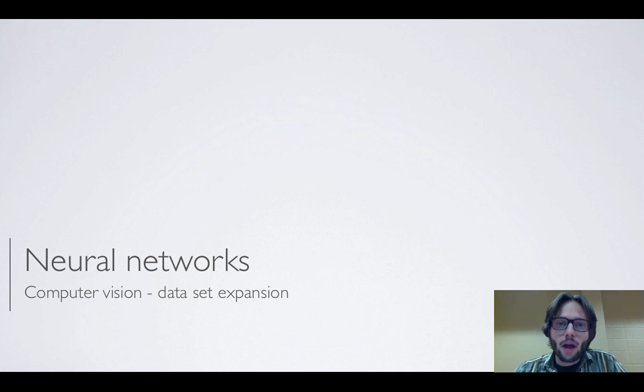In this video, we'll describe a trick that's very useful and very general for improving any trainable object recognition system, like a convolutional neural network, which we will refer to as dataset expansion.